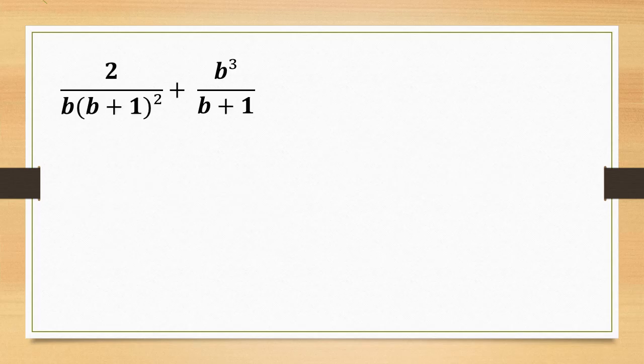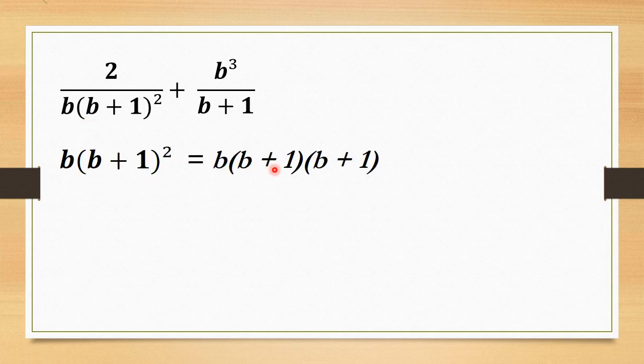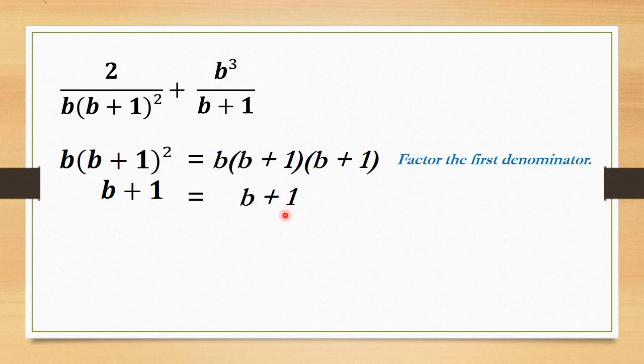Okay, next. If we have 2 divided by b times b plus 1 squared, plus b cubed divided by b plus 1, let us first factor the first denominator. So, we have b times b plus 1 times b plus 1. There are two b plus 1 factors because the b plus 1 is squared. And this is already in factored form. So, these are the factors of b times b plus 1 squared. Next, let us factor b plus 1. So, b plus 1 is already in factored form. So, it is still equal to b plus 1.